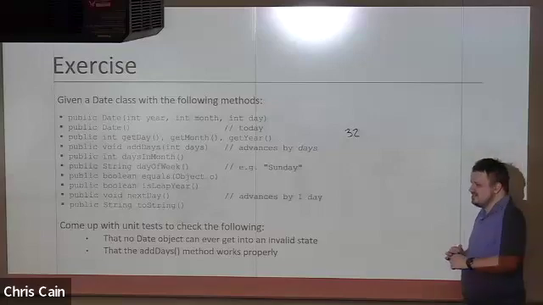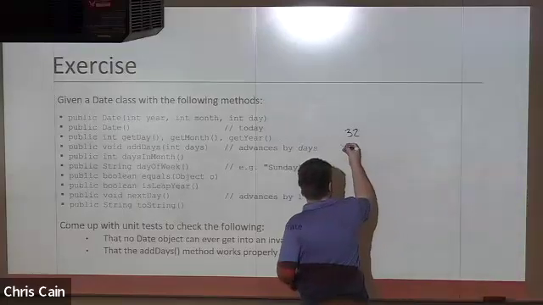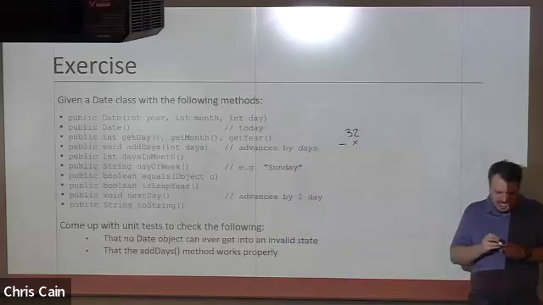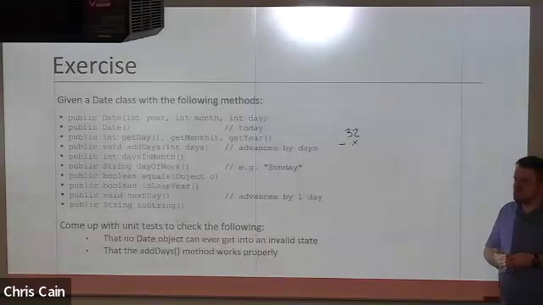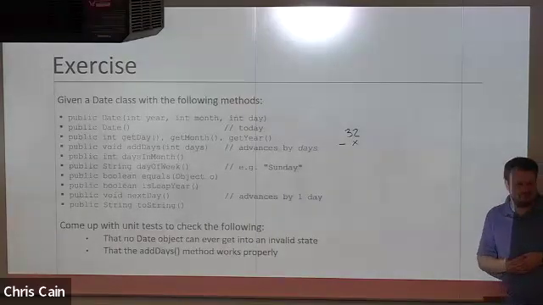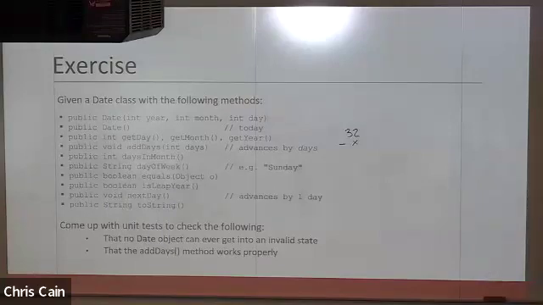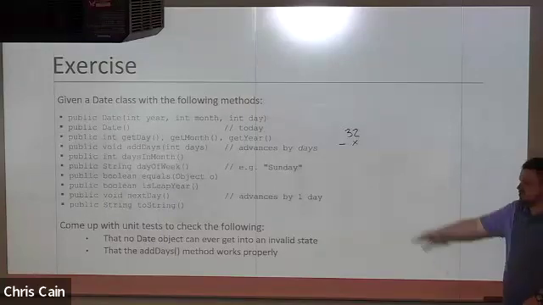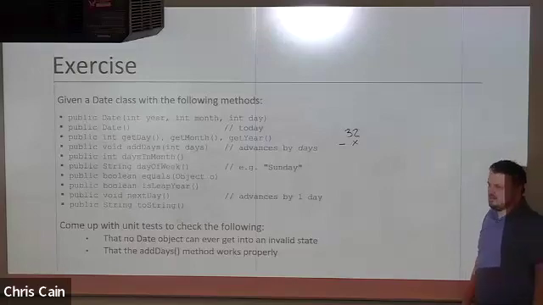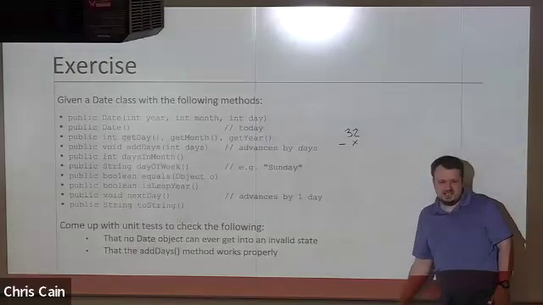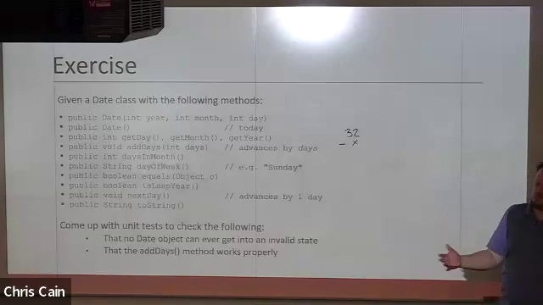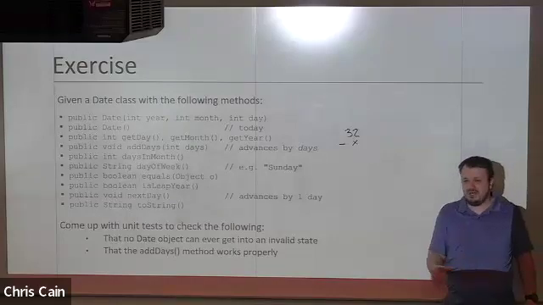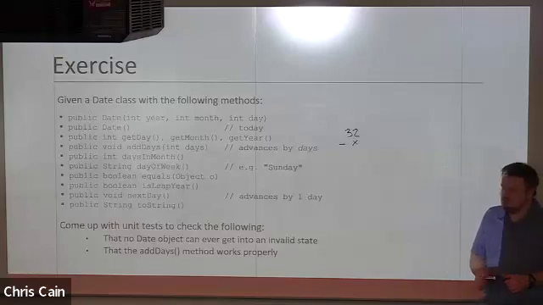Negative something? That seems reasonable. If you pass it a negative number, what would you expect it to do? Go backwards in time? So it's basically the equivalent of subtract days. You don't really need to subtract days if you have an add days with a negative number, but it's something we certainly want to test to make sure that the days roll back appropriately, the months roll back appropriately, the years roll back appropriately. What else should we test?